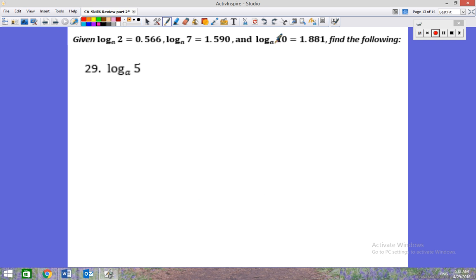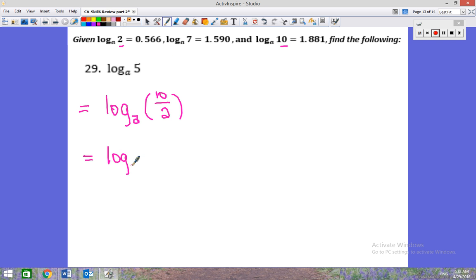All right. Log base A of 5. Now they're not giving me 5. And at first you're like, wait a minute, how am I going to get 5? Using the numbers they give me, 10 and 2, I can write 5 as 10 divided by 2. So it does take a little bit of playing around and maybe some scratch work to play with the numbers through multiplication or division to get the number that you wanted. And we wanted 5, so we got it from 10 and 2.